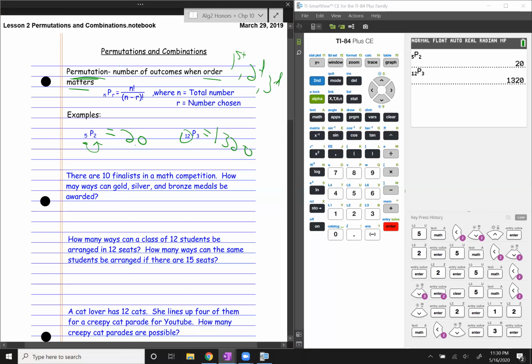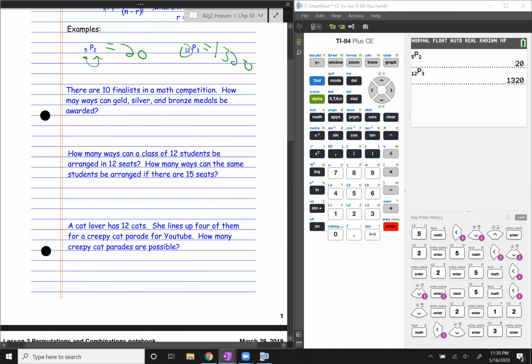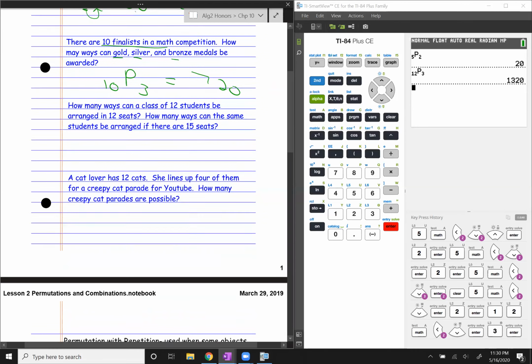All right, so I'm going to drop the calculator part for a little bit. If you need it, I'm going to keep it off to the side as we work through. There are 10 finalists in the math competition. How many ways can gold, silver, bronze be awarded? Well, that means we're choosing the top 3. That makes it a permutation. So 10, permutation of 3. That will be 720.